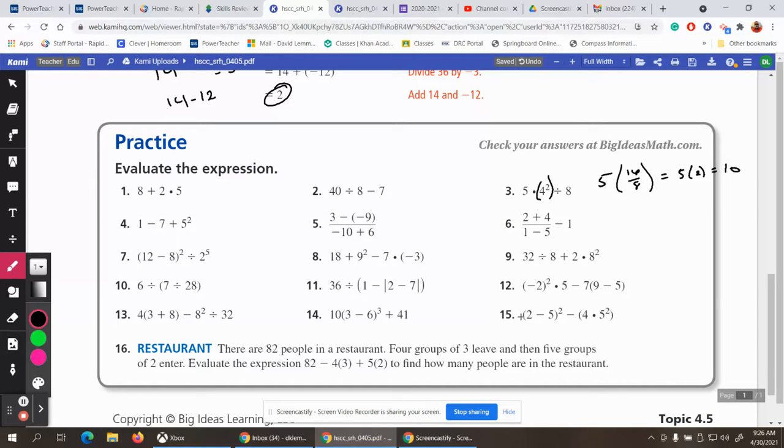This is 2 minus 7, which is the absolute value of negative 5. Have I done an absolute value video yet? I don't think I've done an absolute value video yet, so we'll do that one shortly. Absolute value is basically anything that is in the absolute value, which is the absolute value of negative 5, is its positive counterpart. So the absolute value of negative 5 is actually 5. So this is 1 minus 5, which is negative 4. And so 36 divided by negative 4 is negative 9.